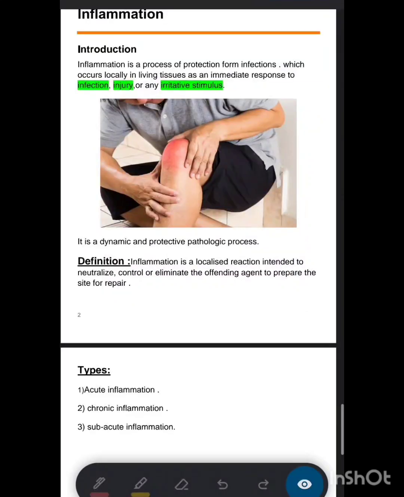Here we can see the proper definition of inflammation. Inflammation is a localized reaction intended to neutralize, control, or eliminate the offending agent to prepare the site for repair or healing. It neutralizes any toxins and controls any bleeding or growth of microorganisms and dead cells.